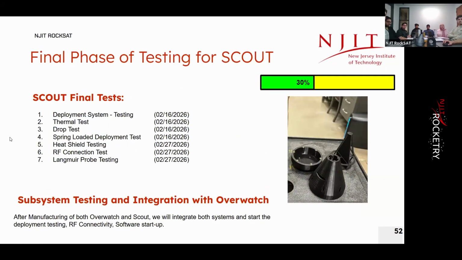Final phase of testing for Scout. Our dates are: deployment testing, February 16th; thermal testing, drop test, spring-loaded deployment test, heat shield testing, RF connection test, Langmuir probe testing, subsystem testing, and integration with Overwatch. After manufacturing both Overwatch and Scout, we will integrate both systems and start the deployment testing.